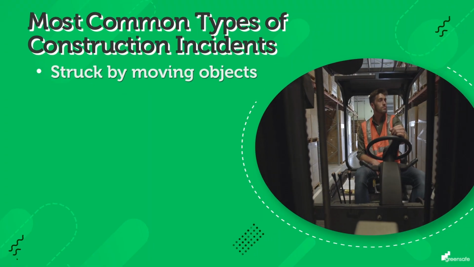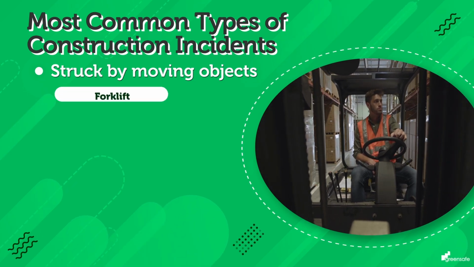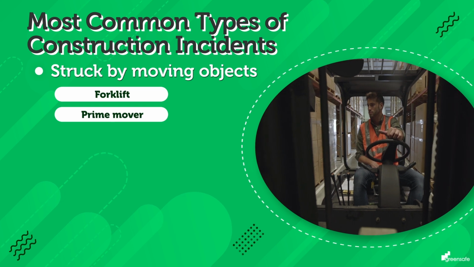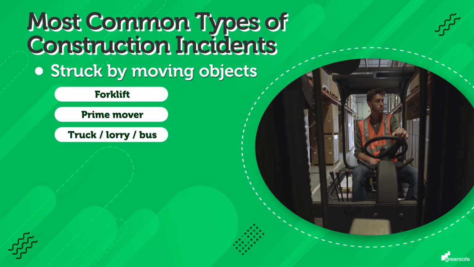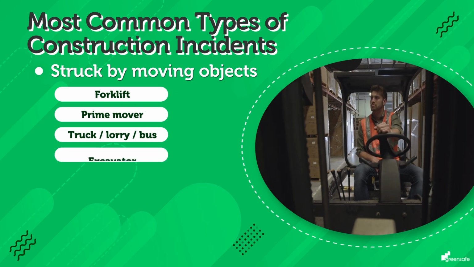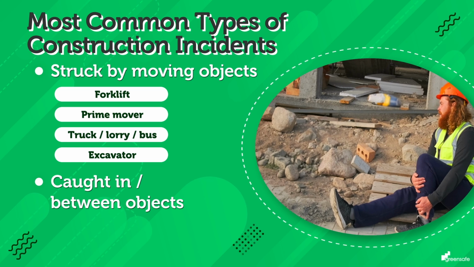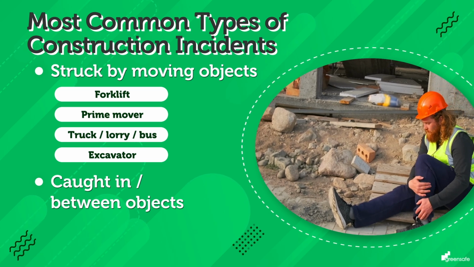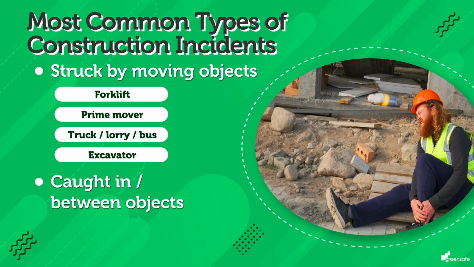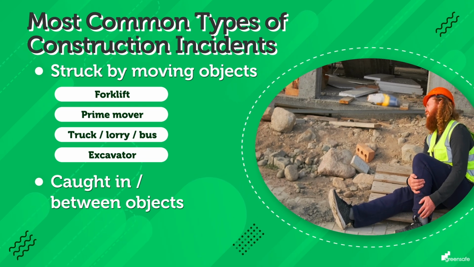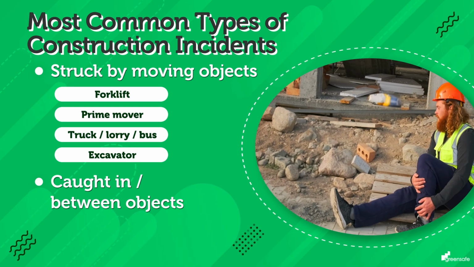Being struck by a moving object is a very common incident too. Workers on site could be struck by a forklift, prime movers, moving vehicles, such as trucks, lorries and buses, or even excavators. This type of incident involves an individual being caught in or between objects. For example, he or she could accidentally be sandwiched between two blocks of concrete. Workers can also be struck by objects falling from a height.